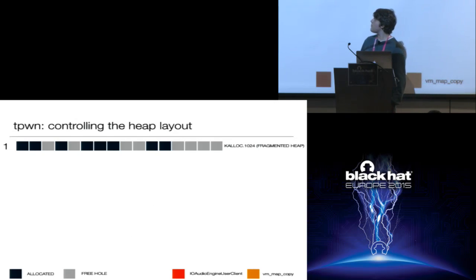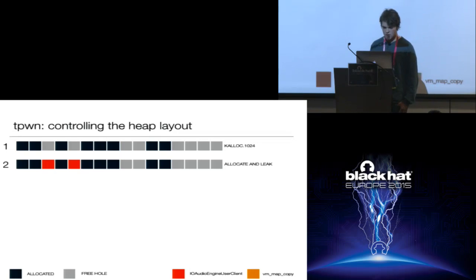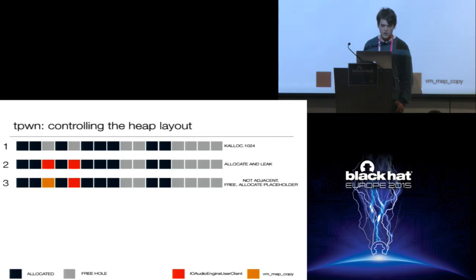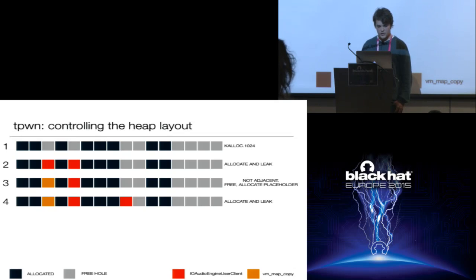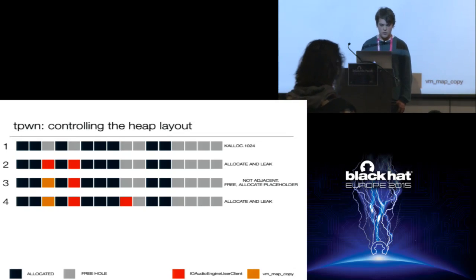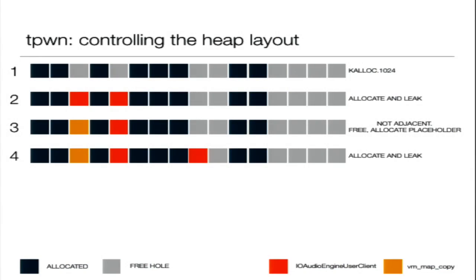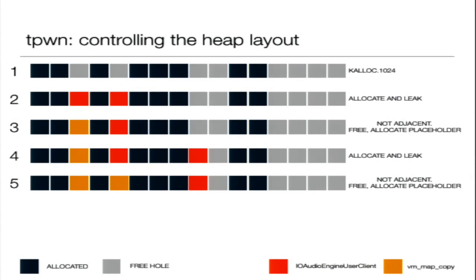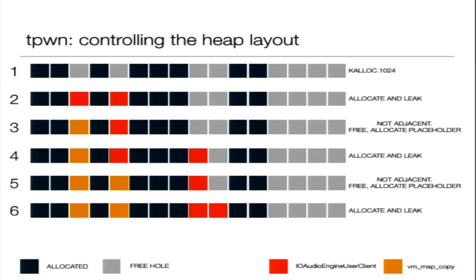So this is the kernel heap. But it's fragmented, so I'll locate two objects and leak the pointers. They are not adjacent, so I free the first one, and then allocate a vm_map_copy in, and allocate a new object. From this new object, we leak the pointer. And we see it's not adjacent, so we free the first object and allocate a vm_map_copy in as placeholder. So we allocate another object and leak again.